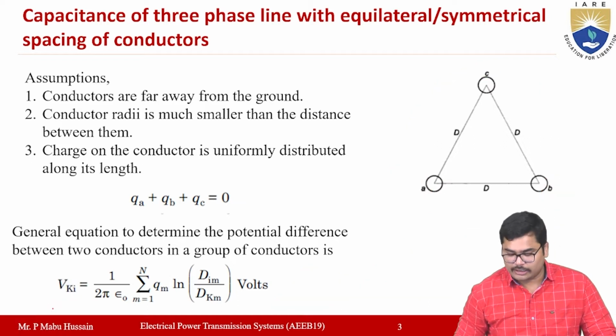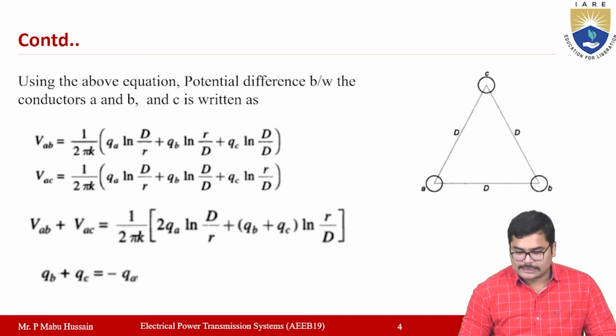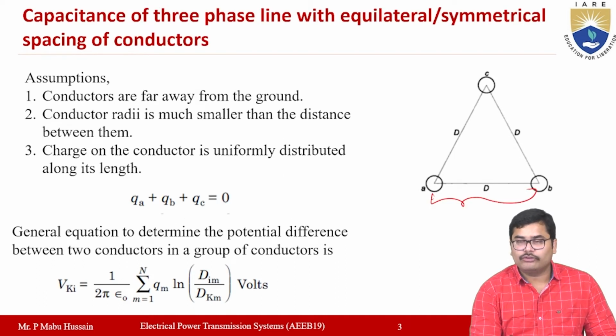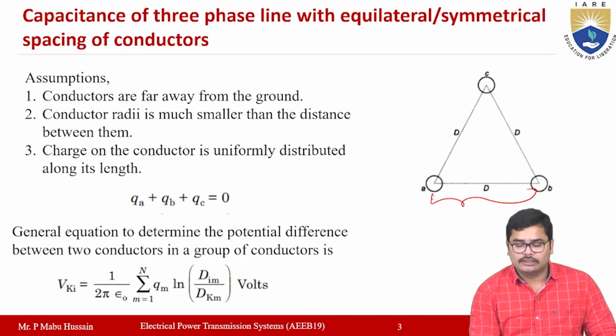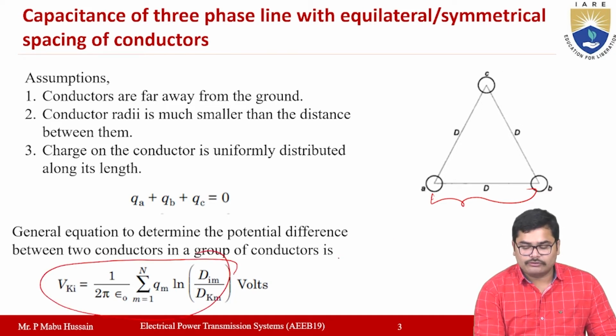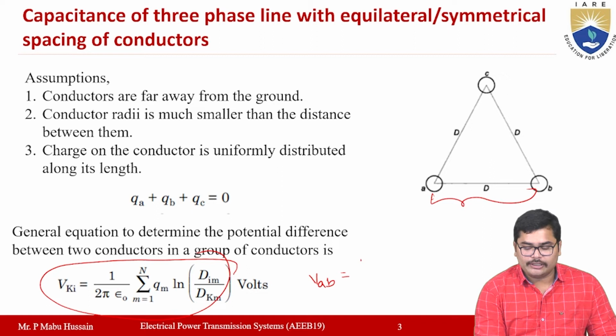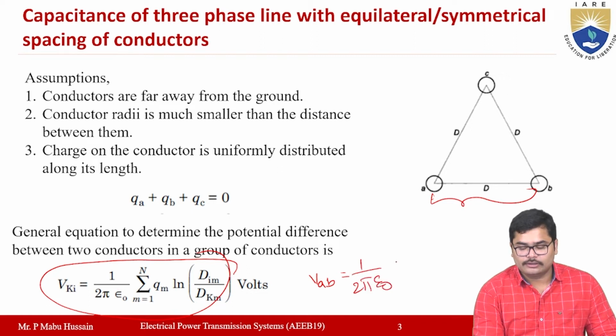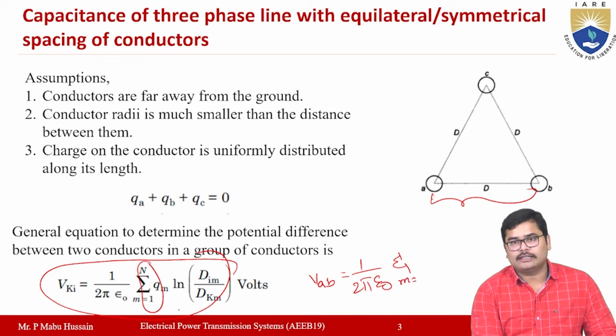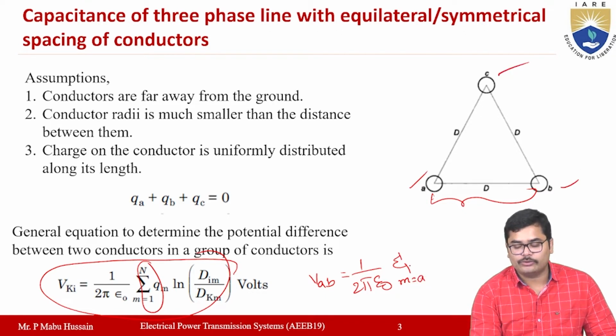Now if you calculate the potential difference between the conductors A and B, how can you write it from this equation? VAB is equal to 1 by 2 pi epsilon naught sigma. Here M is equal to 1 to N, and you take 1 to N whenever the conductors are represented with numbers. But here the conductors are represented with letters A, B, C, so you have to consider M equal to A to C. That means M will take A, B, C.